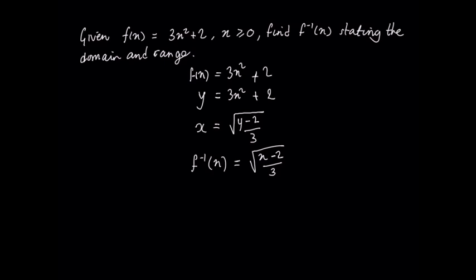The range of f of x is greater than or equal to 2. So f to the minus 1 of x has a domain of x greater than or equal to 2. So for f to the minus 1 of x, the domain will be x is greater than or equal to 2. The domain of f of x is greater than or equal to 0. So the inverse is going to have the range f to the minus 1 of x is greater than or equal to 0. So again, we've just interchanged the domain and the range compared to the original function.